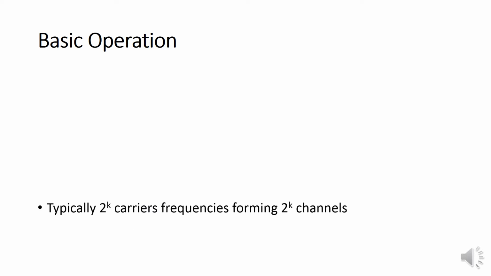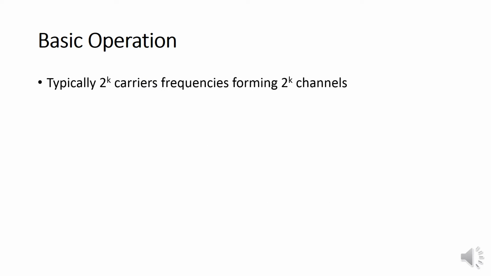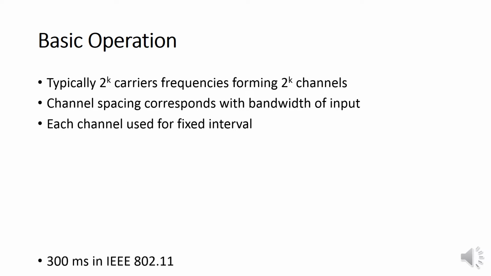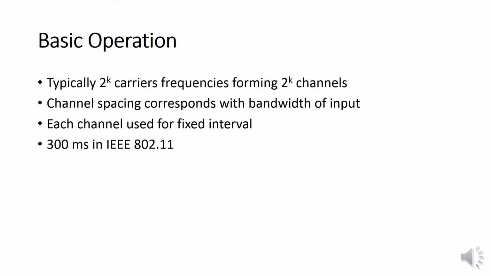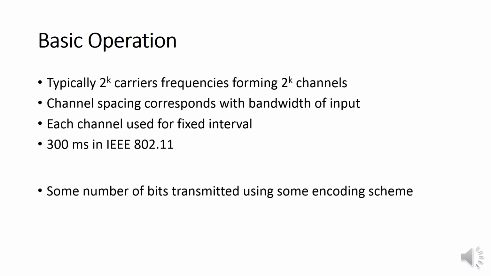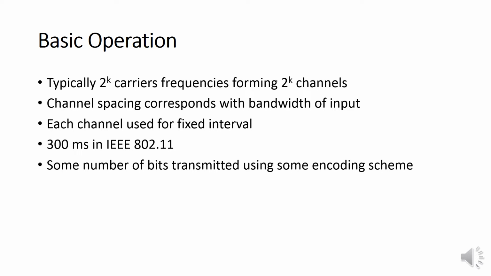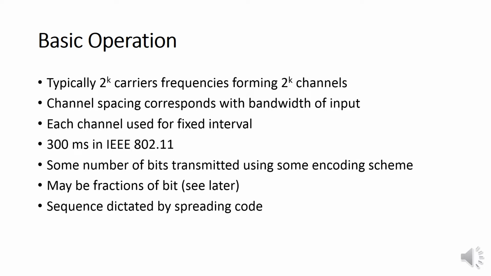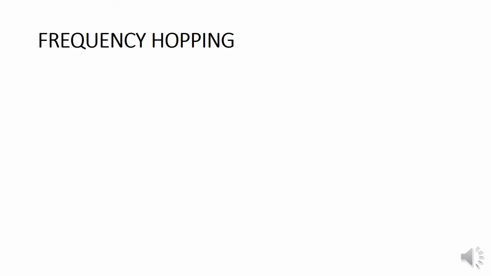So the basic operation: typically 2 power k carrier frequencies forming 2 power k channels. Channel spacing corresponds with the bandwidth of the input. Each channel is used for a fixed interval, 300 milliseconds in IEEE 802.11. Some number of bits are transmitted using some encoding scheme, maybe a fraction of a bit. The sequence is dictated by the spreading code. Frequency hopping.